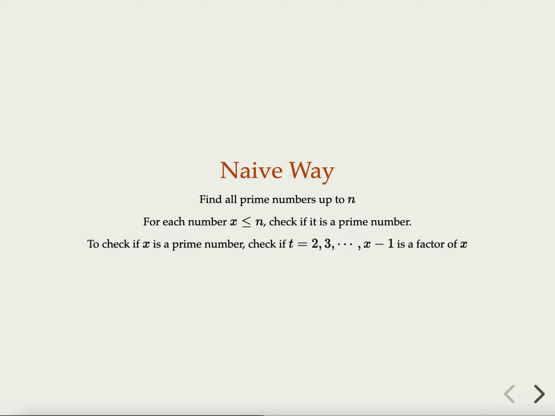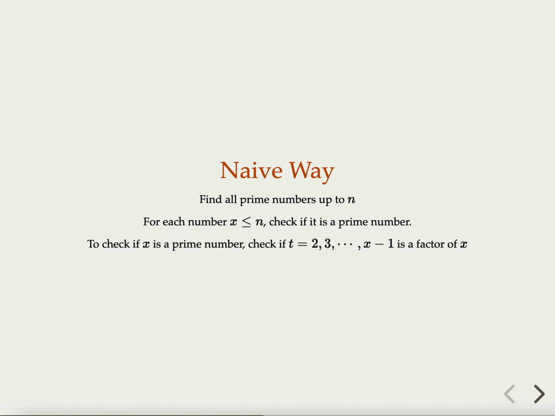You're going to check if the numbers 2, 3, up to x minus 1 is a factor of x. If it is, then x is a composite number. If not, then x would only have a factor of 1 and itself. By definition, it's going to be a prime number.